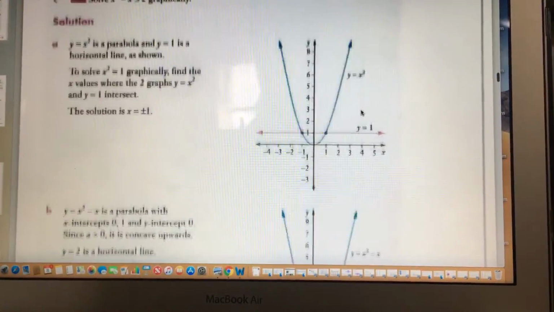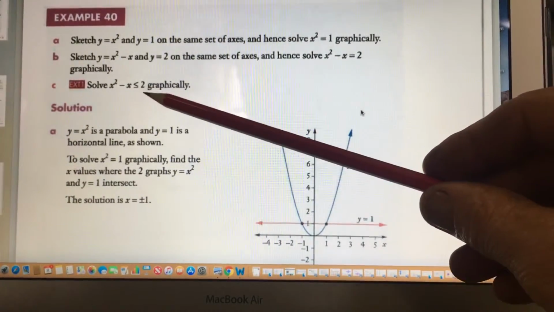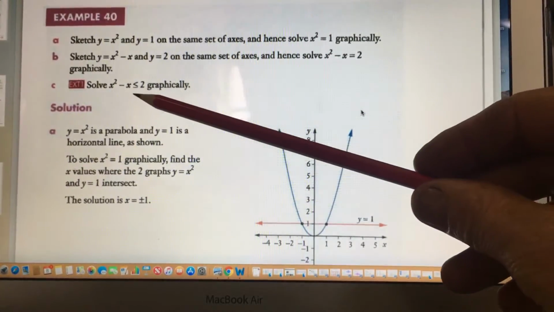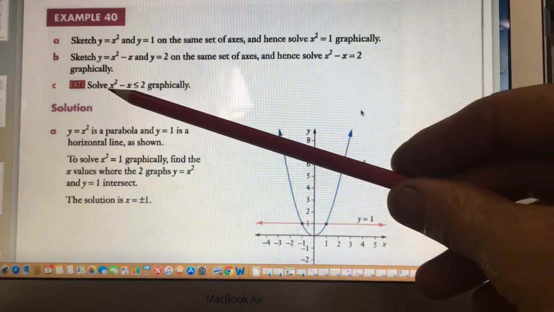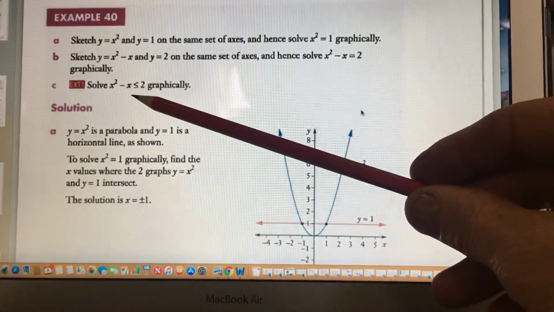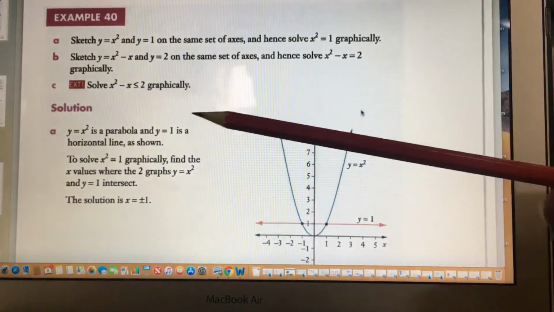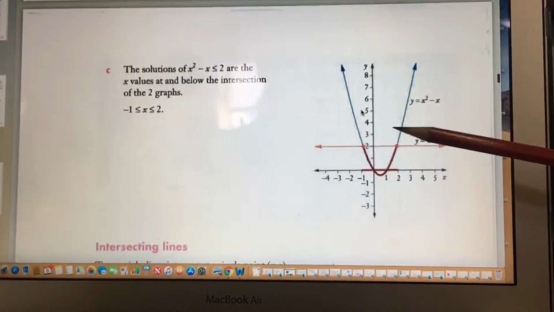All right, and then the third one there was: solve x squared minus x is less than or equal to 2 graphically. Now, the reason that says extension is that's a quadratic inequality. In other words, we're going to do exactly what we've done before, draw y equals x squared minus x, which is actually that one we already have, and y equals 2. So let's go and look at that graph, which is the same as this one.